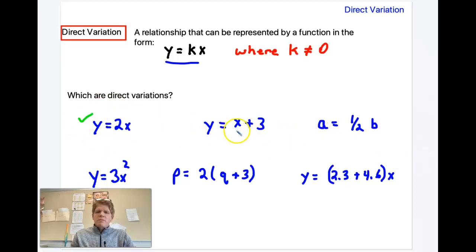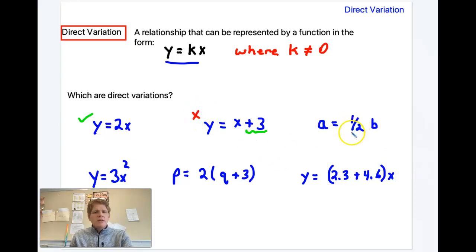What about this one? Well, it has a y. It has a k. k would be 1, so it does have a k. We just don't see it. We don't write it out. But it also has this plus 3 on the end. And that means it is not a direct variation equation. So we'll make sure that we mark this as no, not a direct variation equation.